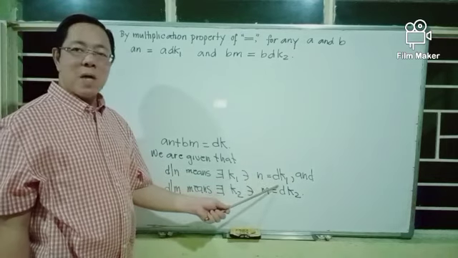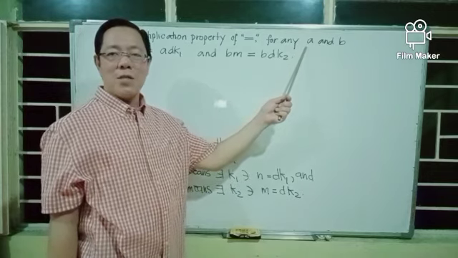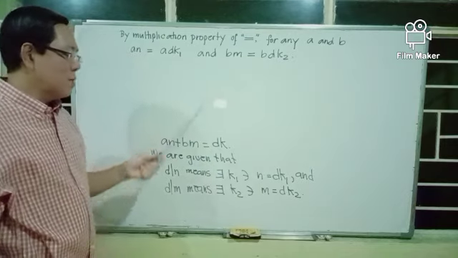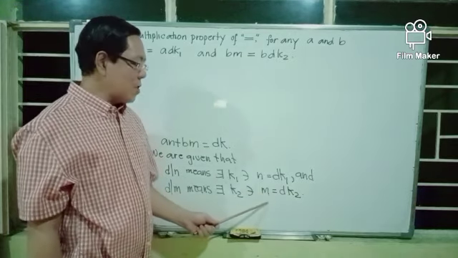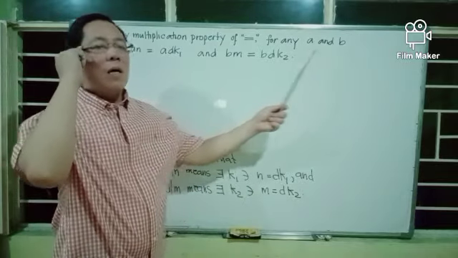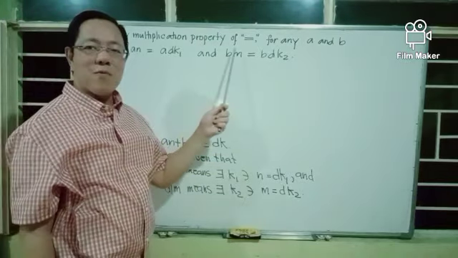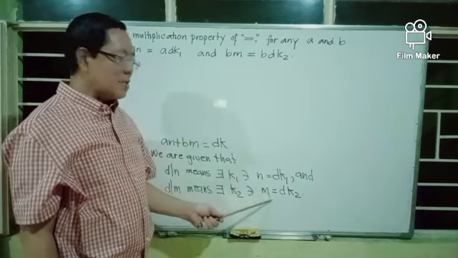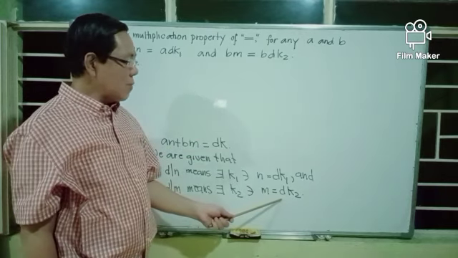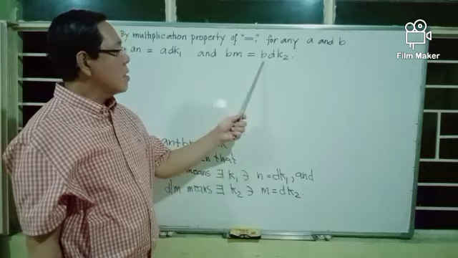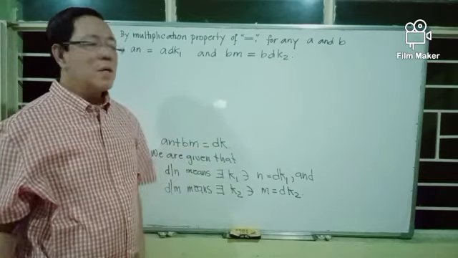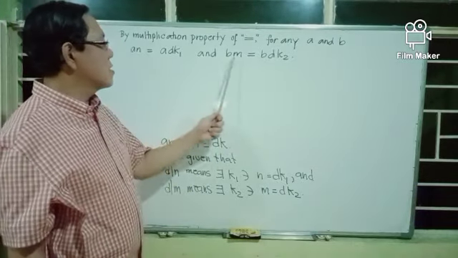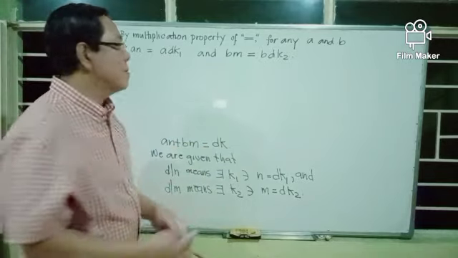And in this equation, we multiply both sides by any integer a. So this an is still equal to a d k1. Similarly, we multiply both sides of this equation by the integer b, and by the multiplication property of equality, if we multiply the left hand side by b, we get bm. That is still equal to, if we multiply the right hand side by b, b d k2. Now we add these two equations. We add the left hand side and we add the right hand side.